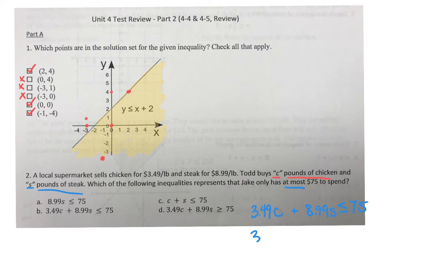That's kind of hard to see. Let me rewrite that. $3.49 times the amount of chicken he buys, plus $8.99 times the amount of steak he buys, and he's got to stay under or exactly equal to his $75, because that's all he's got. So the inequality that matches that looks like it would be B. Very cool. Moving on.